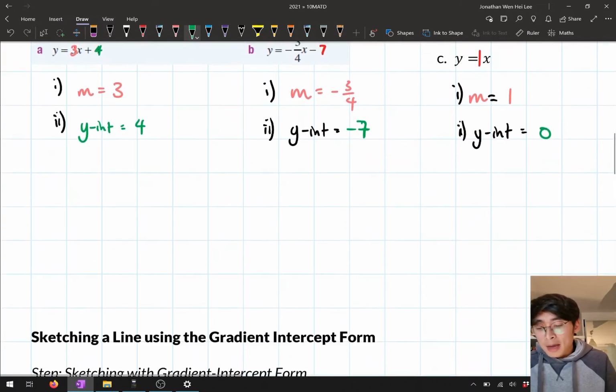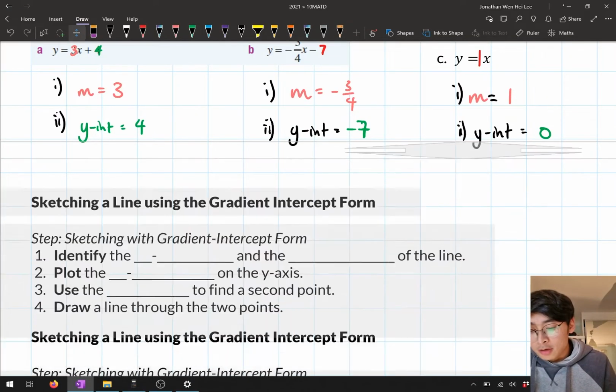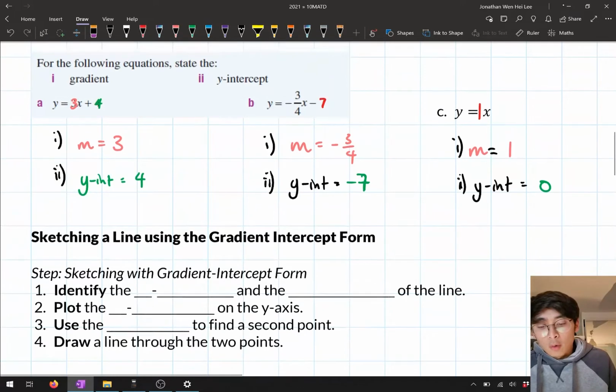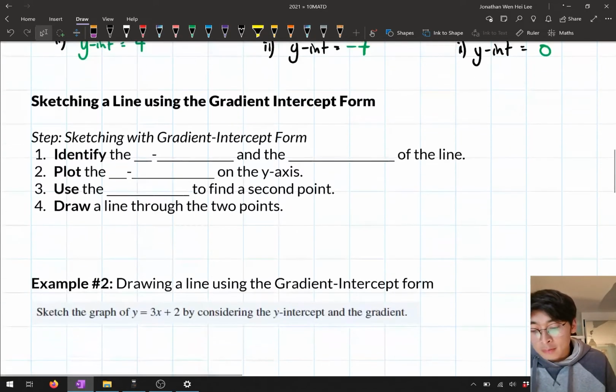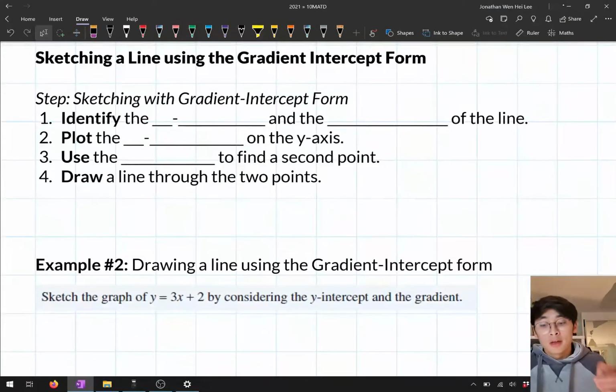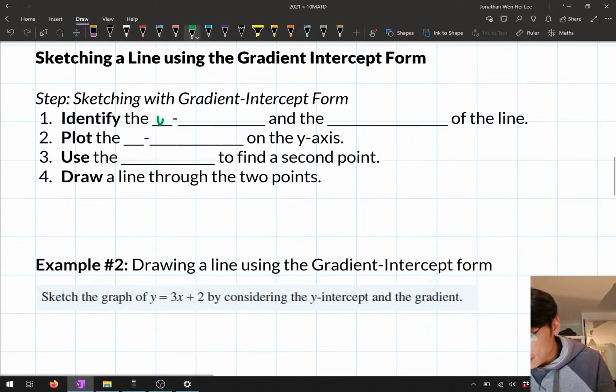The second part is we want to be able to sketch our line using this gradient-intercept form. So that's what we're going to do in this next part. Once we've been able to identify our gradient and our y-intercept, we can actually sketch this on our Cartesian plane a lot quicker than creating a table of values. So here, this is the step that we want to follow. Step 1. When we're sketching with the gradient-intercept form, the first step is to identify the y-intercept and the gradient of the line, just like we did in the previous part.